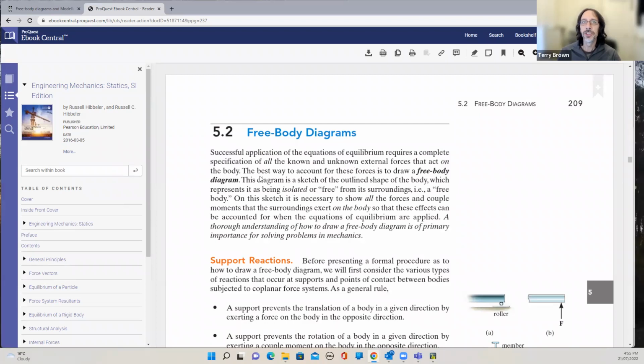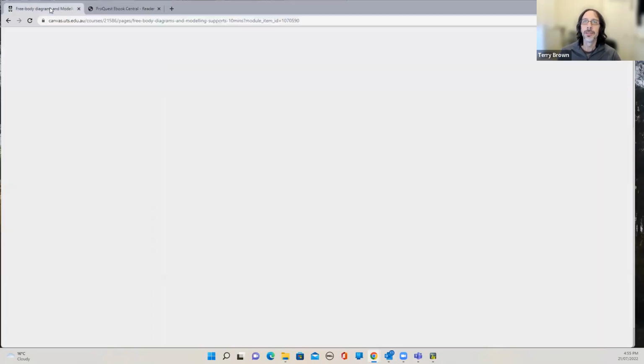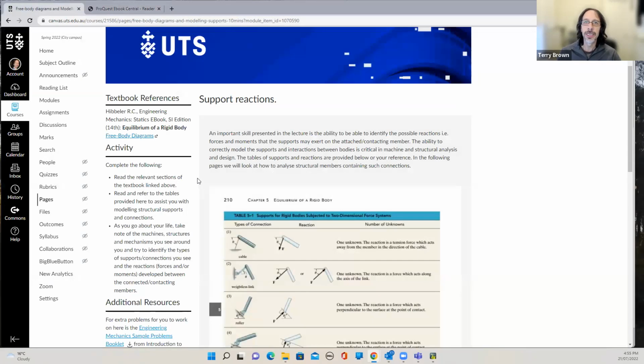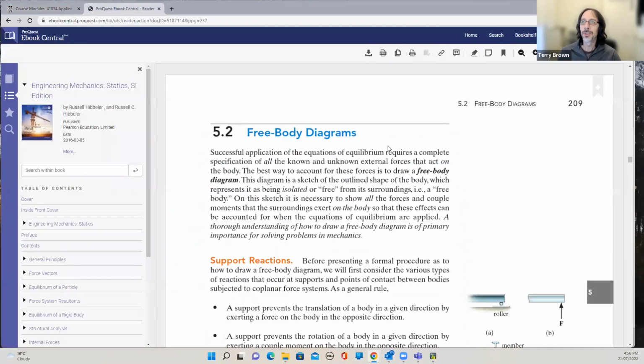Okay, so here's the chapter of your textbook. So I'm using Hibbeler's Engineering Mechanics Statics, and I've got the ebook version. If you're in my class at UTS, then in your Canvas page, there'll be a link to the relevant section in the textbook. All right, so let's go back to the textbook here.